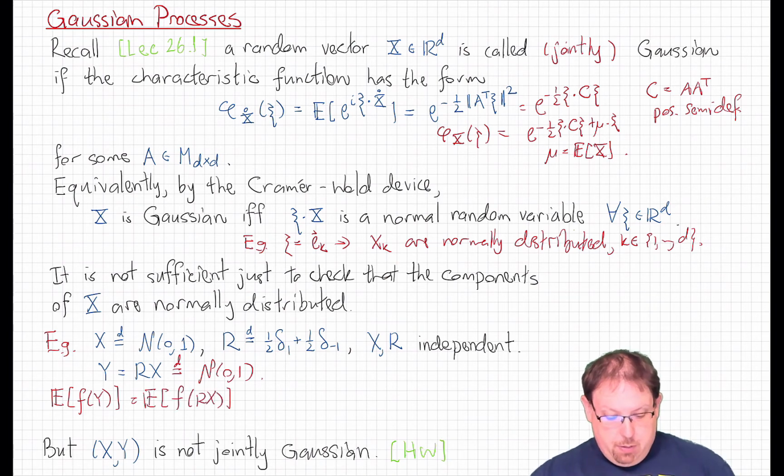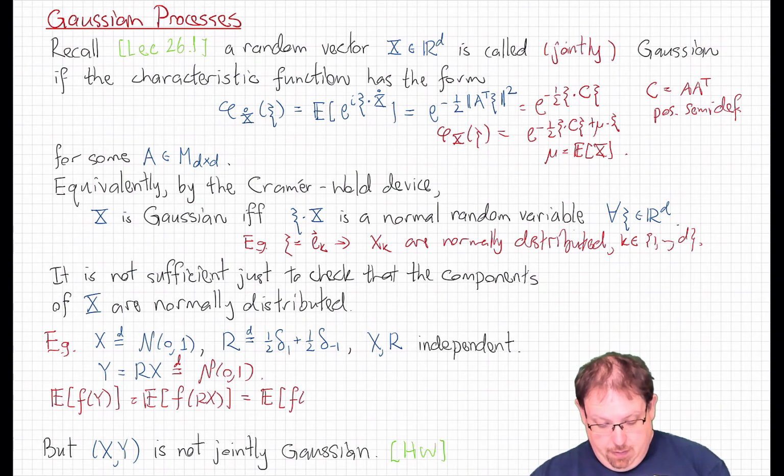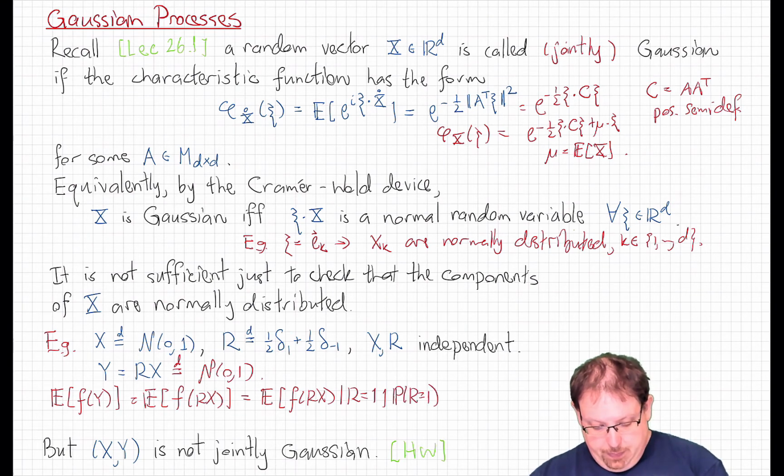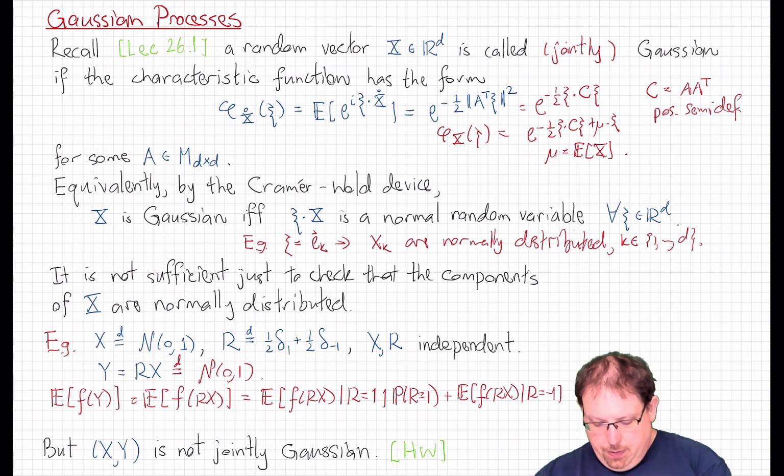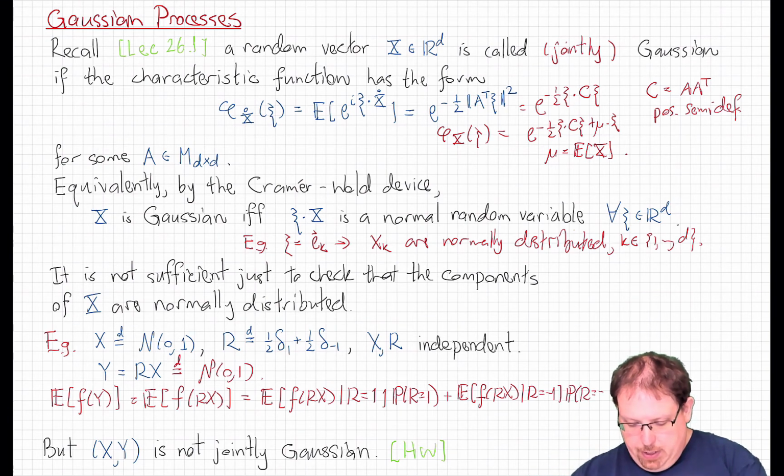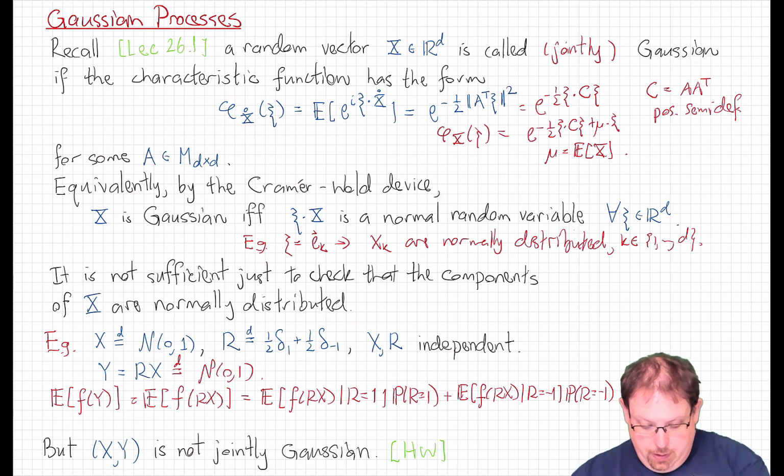And now we'll just compute that by conditioning on r. So this is the expected value of f of rx given that r equals 1 times the probability that r equals 1, plus the expected value of f of rx given that r equals minus 1 times the probability that r equals minus 1. Well, on the event that r equals 1, this is just f at x. And on the event that r equals minus 1, this is just f at minus x.